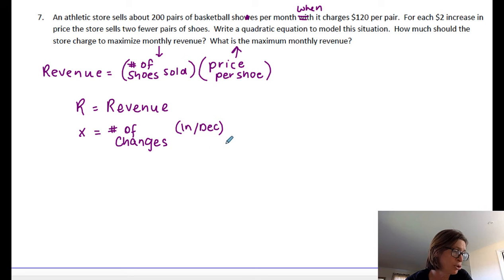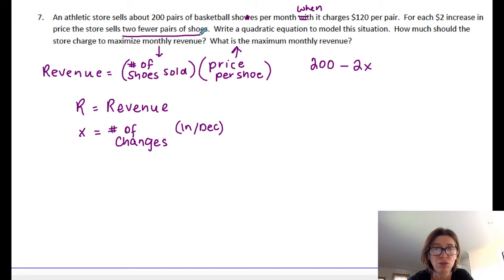So for each $2 increase, my price is going to go up by $2 from 120, and the number of pairs of shoes is going to go down, okay? So that's going to be 200 minus 2x, because it's 2 fewer pairs of shoes, times the price, 120 plus 2x. So as the price goes up, the number of shoes I sell goes down. Okay, so that's R equals.